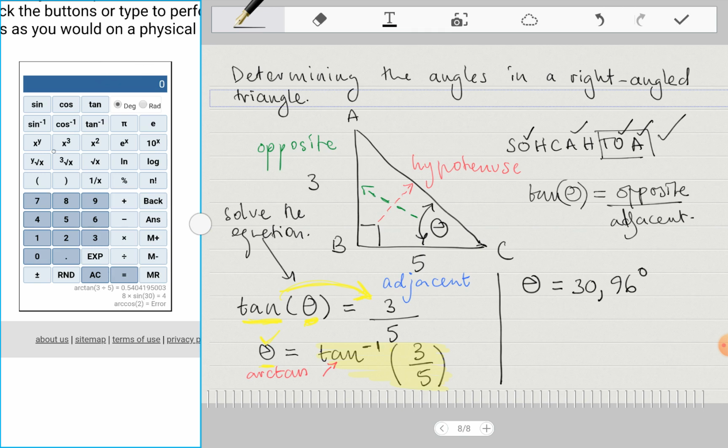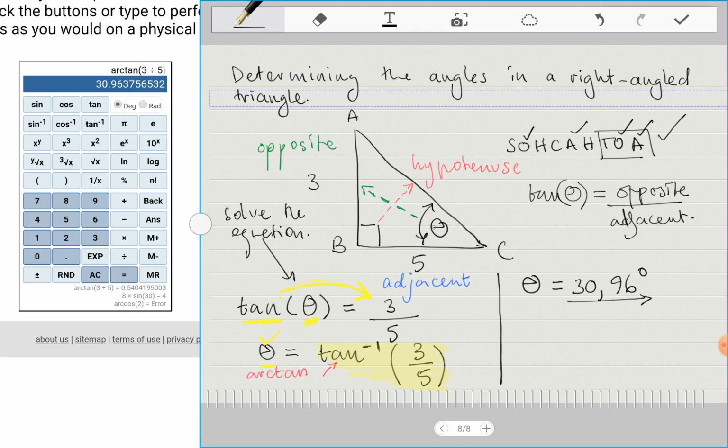If I show you that again, we put in arctan of 3 divided by 5. That gives us 30.96 degrees, and that would be your answer. So this would actually be roughly 31 degrees.